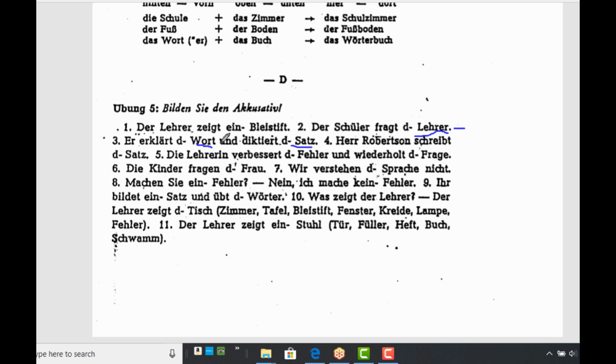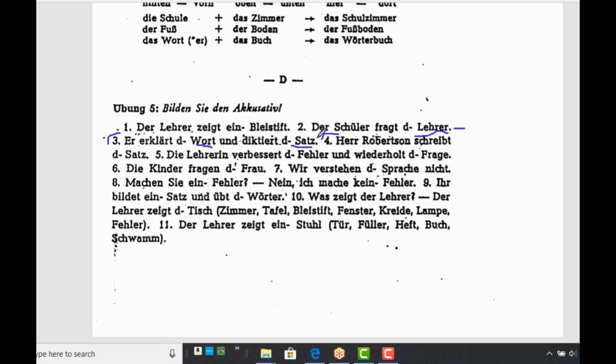Good. Do the whole sentence, number 3. Erklärt das Wort und diktiert den Satz. Perfect. Okay. How about number 4? Then we'll stop. Herr Robertson schreibt den Satz. And use it with the indefinite article? With the indefinite article, it would be einen Satz. Herr Robertson schreibt einen Satz.